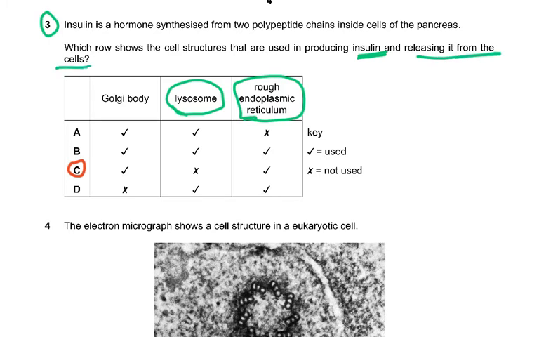So the releasing it from the cells would be by exocytosis. And of course, that is only possible if you know there is a cell and then it goes to the Golgi and then from the Golgi it buds off and then of course it comes here and then it just releases it out, and this is what you see, this sort of a structure left here, and then this insulin is released out of the cell. So question 3, the answer was C, Golgi body you need and the rough endoplasmic reticulum you need.